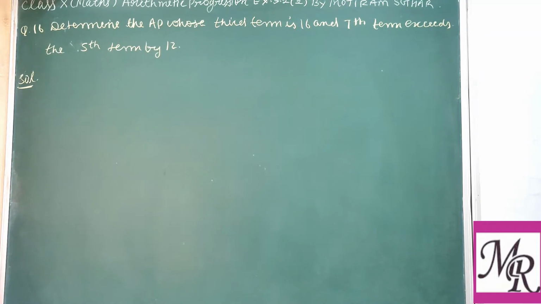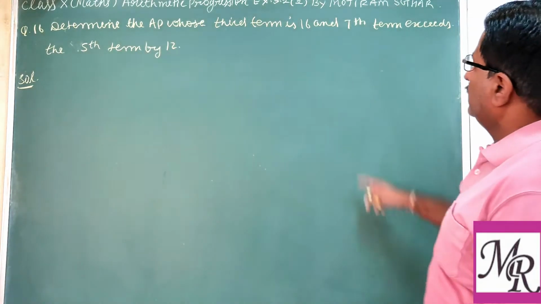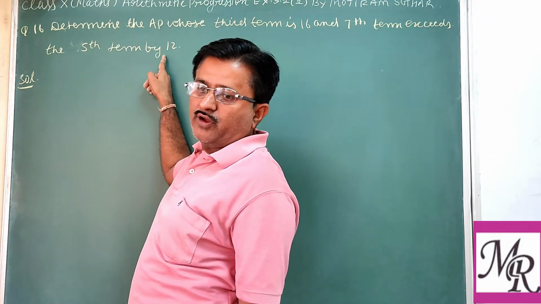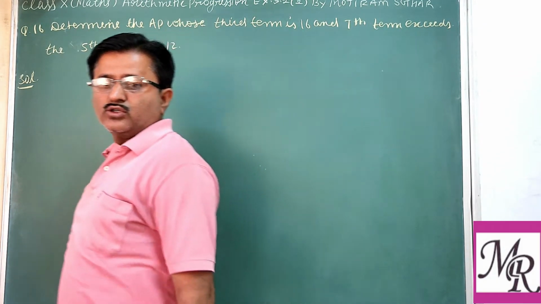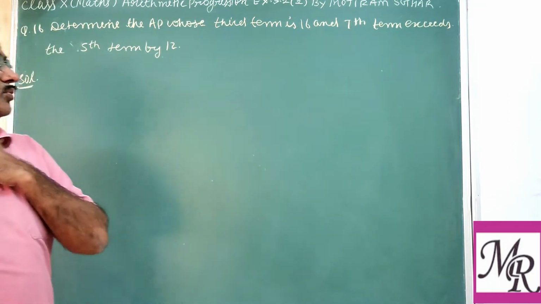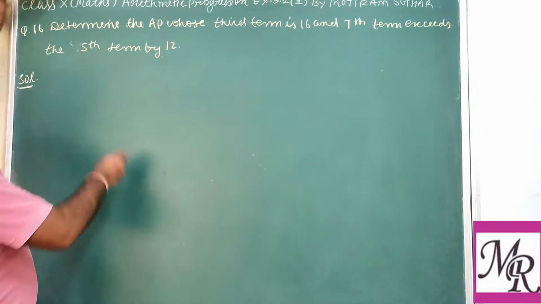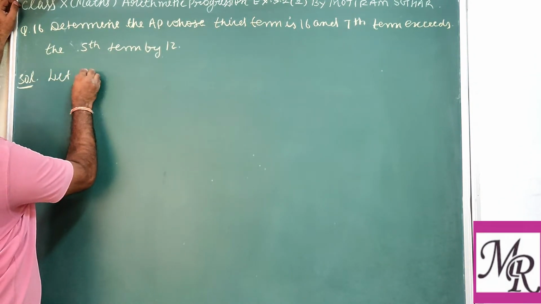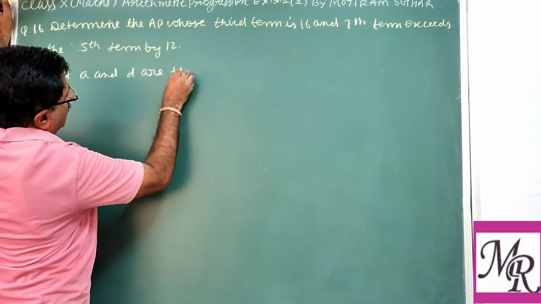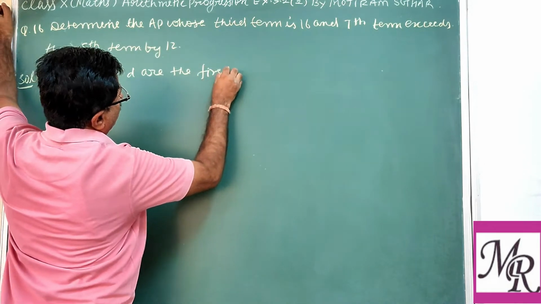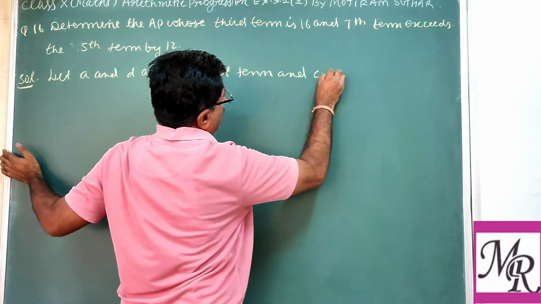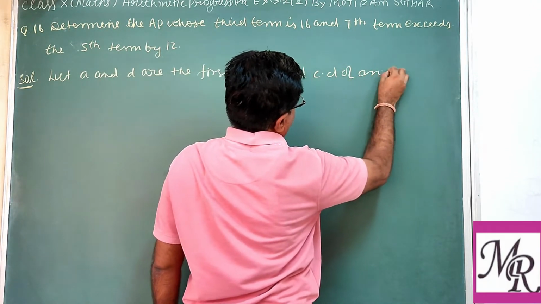Next is determine the AP whose third term is 16 and seventh term exceeds the fifth term by 12. So again we are given two conditions. Whenever you are given two conditions related to the terms, suppose the first term and common difference, you can write here that A and D are the first term and common difference of an AP.